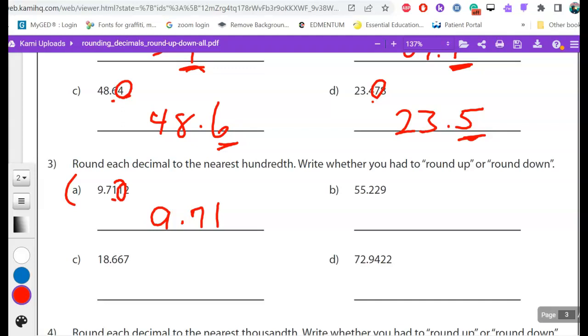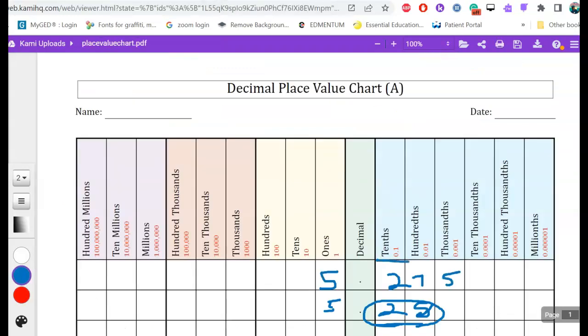Again, why 9.71? It's because this one is telling the one that's in the hundredths place what to do. The circled one is not bigger than 5. So we round down or round off is how I like to put it, meaning that it will stay the same. So we leave it off at 9.71. Why two numbers after the decimal place? Because we were talking about the hundredths place, which means we need to represent two numbers after the decimal.